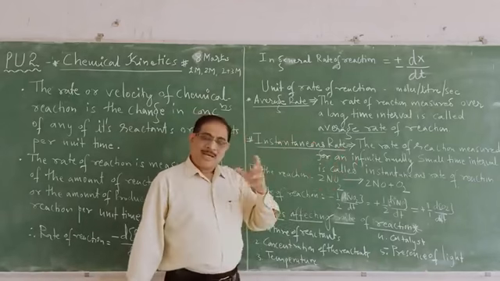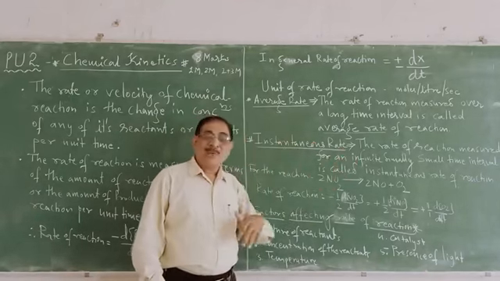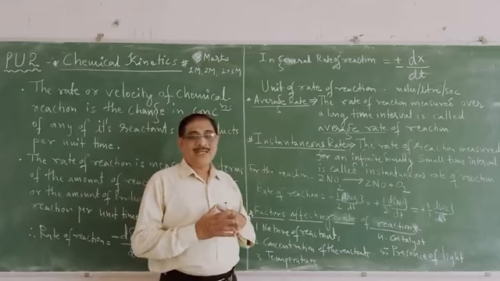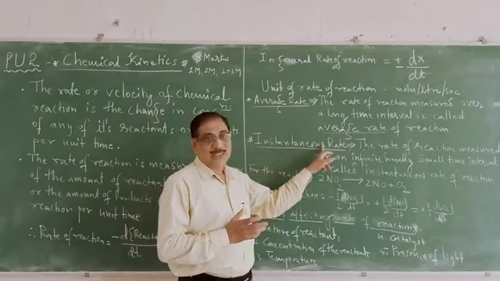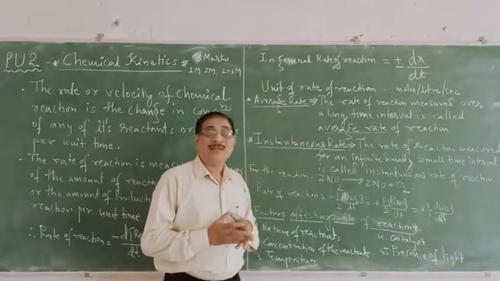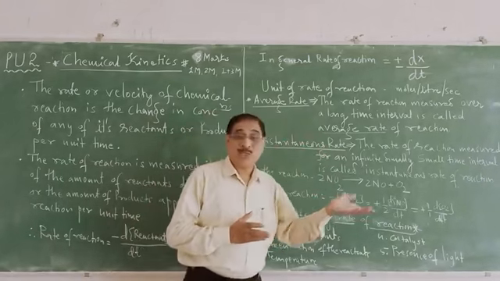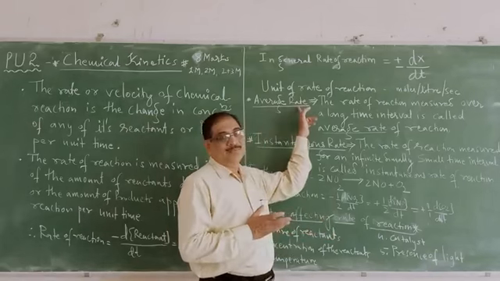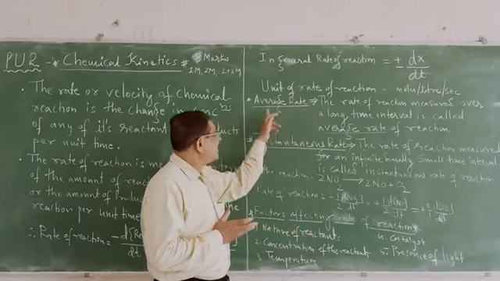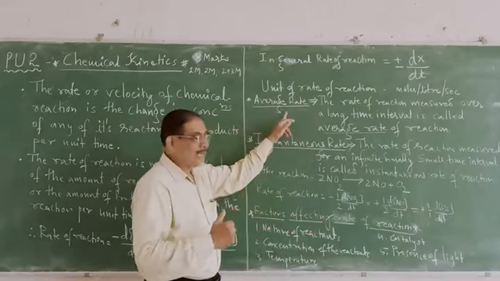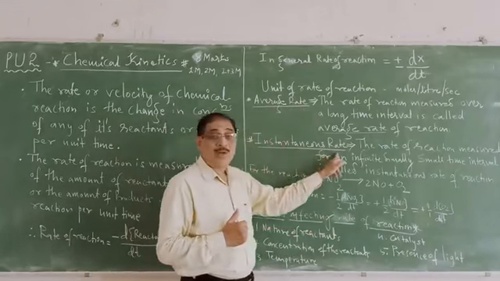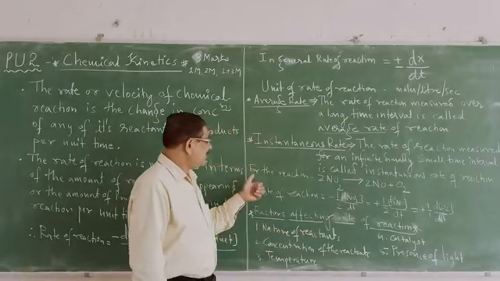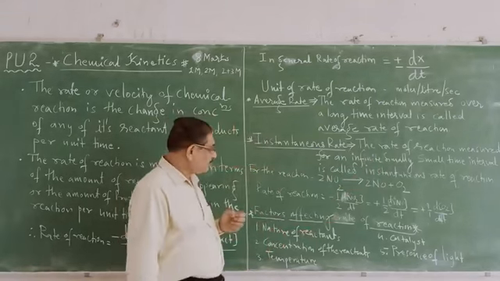Because there are some reactions which take place immediately, to determine the rate in a short time, we use instantaneous rate. There are certain reactions which take hours or days to complete. At that time, we use average rate. So, average rate is for a long time and instantaneous rate is for an infinitesimally small time. Got it? Let us see the example.